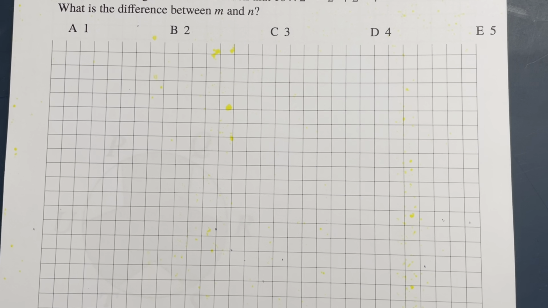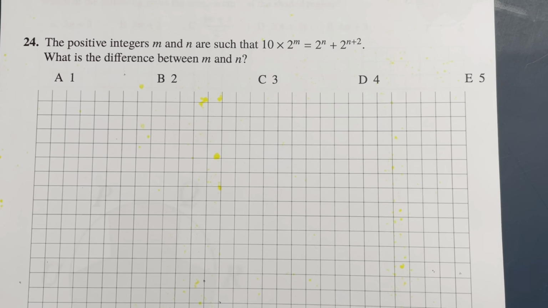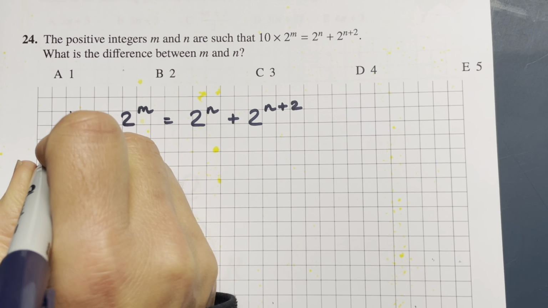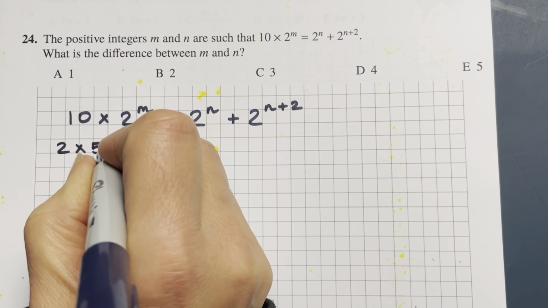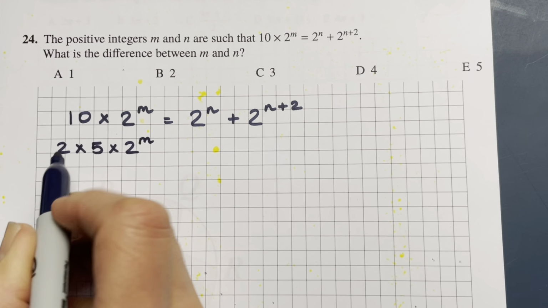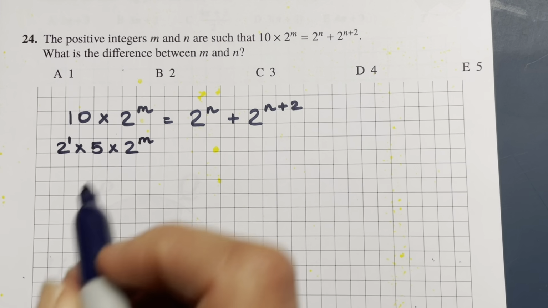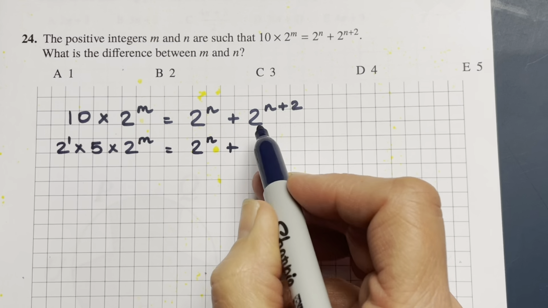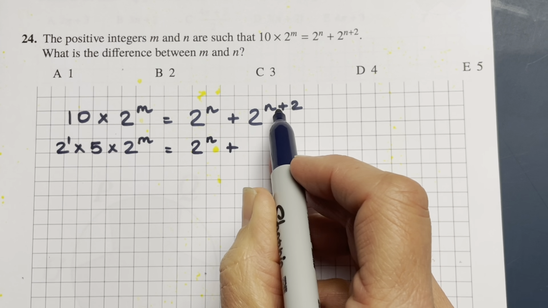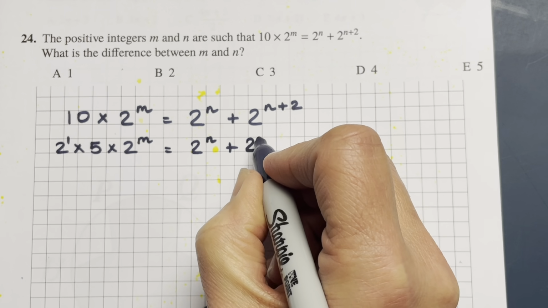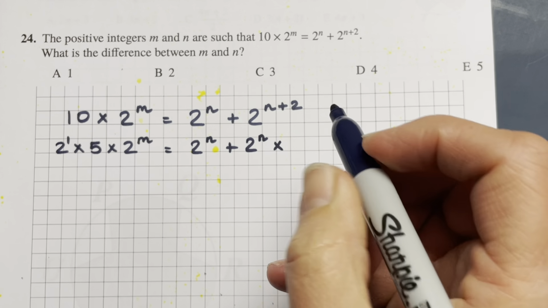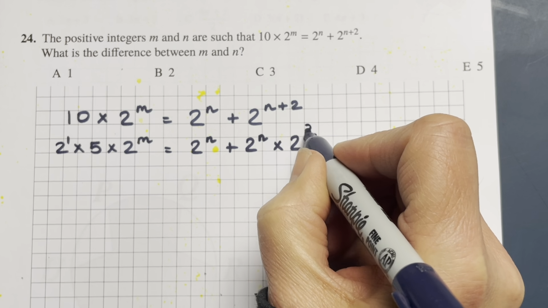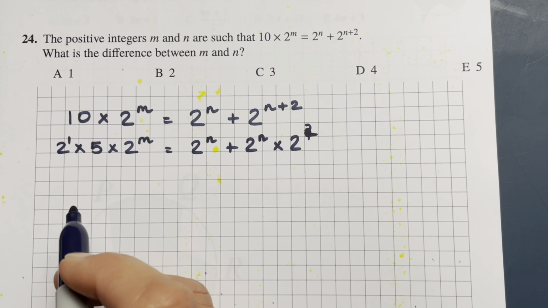Question 24. So I've started by writing out the question. I know that 10 is 2 multiplied by 5, multiplied by 2 to the power n. I know I can also write 2 as 2 to the power 1, equals 2 to the power n plus 2 to the power n plus 2. So I can write that 2 to the power n multiplied by 2 to the power 2. Sorry, that's a 2.